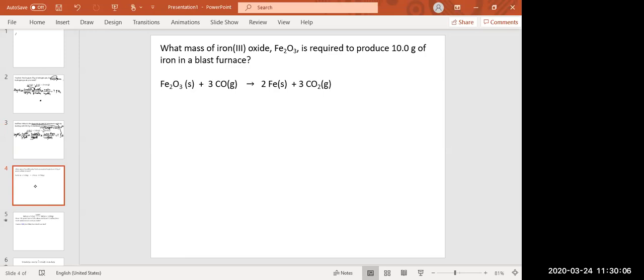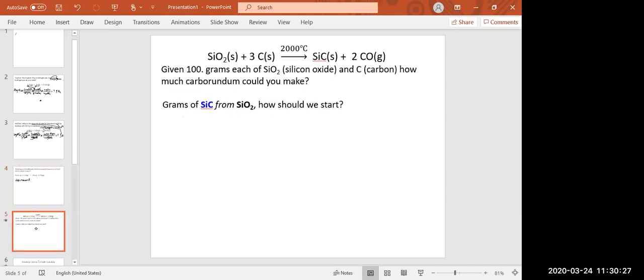What mass of iron 3 oxide Fe2O3 is required to produce 10 gram of iron? Okay, I will leave this because we already practiced with 2 examples similar to this. So try to do it as homework. Do it by yourself, okay? Let's look for this one.